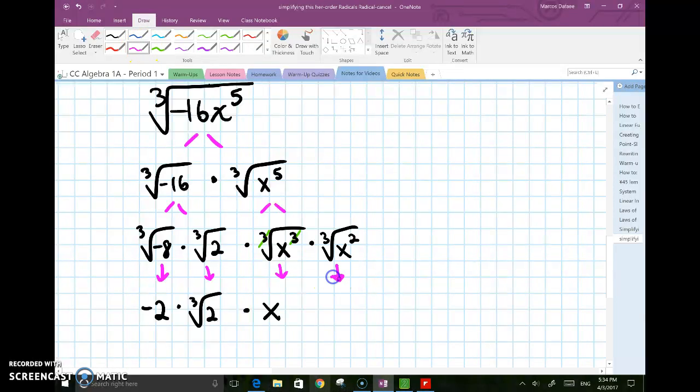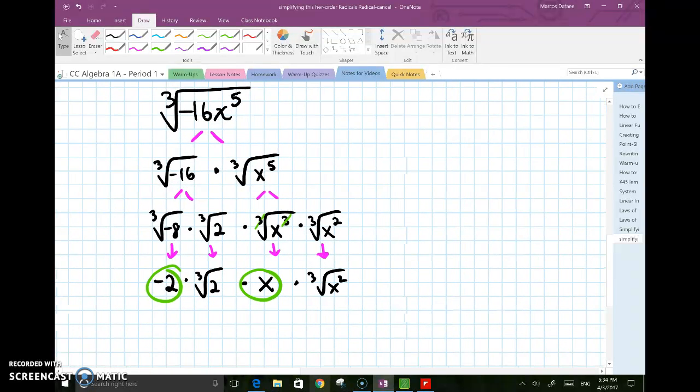But we have to drop everything down. So here I have the same thing I had before. Okay? Cube root of x squared. Now, to finish up, everything that is outside needs to be multiplied together and sent to the front. So what I have that is outside is this and this. They will multiply together and appear at the front.